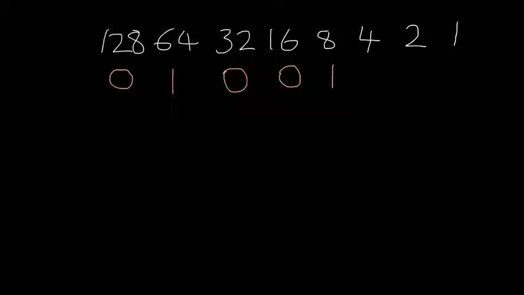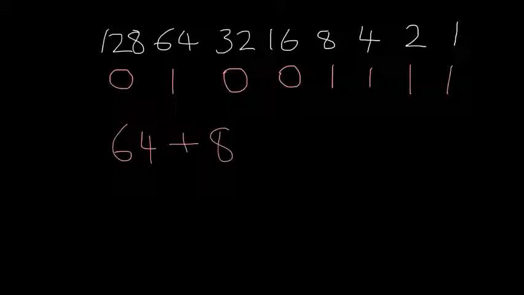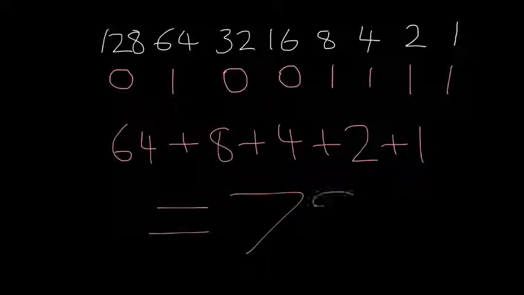So we need to make up 7 somehow. Oh, that's convenient. We have 4, 5, 6, 7. So we've put zeros there underneath the numbers that we don't need to use. So 128, 32 and 16. We don't need to use these numbers. But if we add up all of the numbers that we have a 1 underneath, we should get 64 plus 8, which equals 72, plus 4, which equals 76, plus 2, 78, plus 1 equals 79.